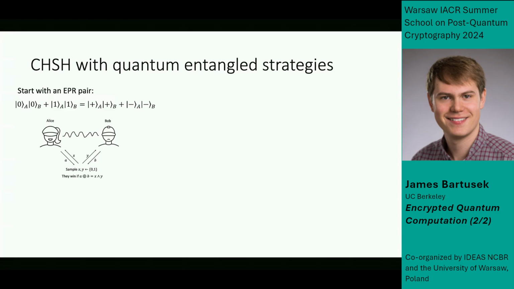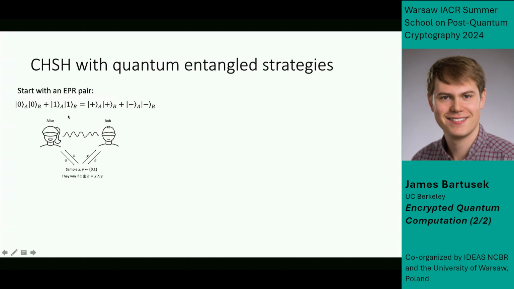Suppose Alice and Bob just start with a single EPR pair. This is an Einstein-Podolsky-Rosen maximally entangled state. One way to write this state is |00> + |11>, where Alice has the A system and Bob has the B system.